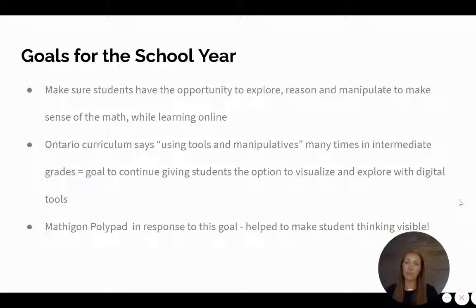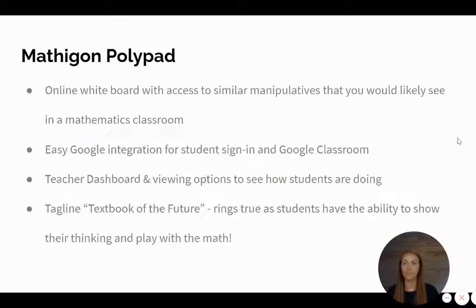I know that the Ontario curriculum says using tools and manipulatives many times in the intermediate grades, so I wanted to make sure that I was helping my students to always have the option to visualize and explore, and to do so with some digital tools. I found that Mathigon Polypad was really the answer to meeting this goal. It helped me to teach my students to make their thinking visible. So Mathigon Polypad is really an online whiteboard, but the thing that sets it apart is that it has similar manipulatives that you would see in a mathematics classroom.